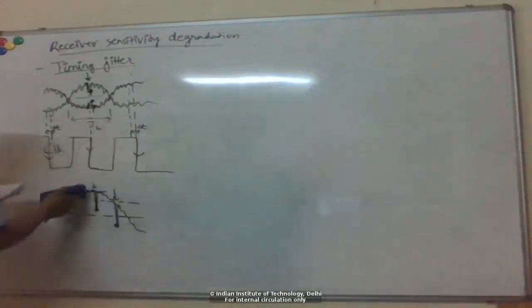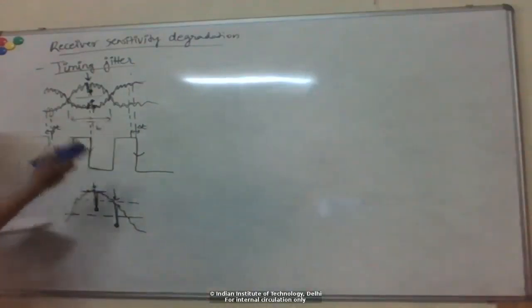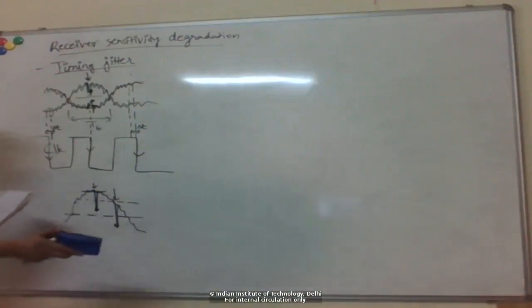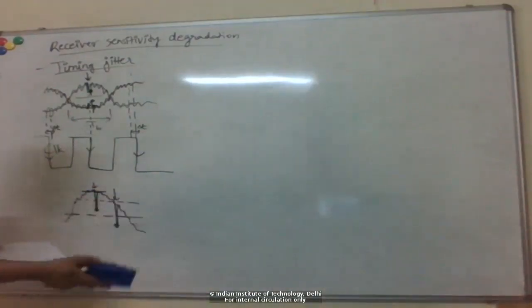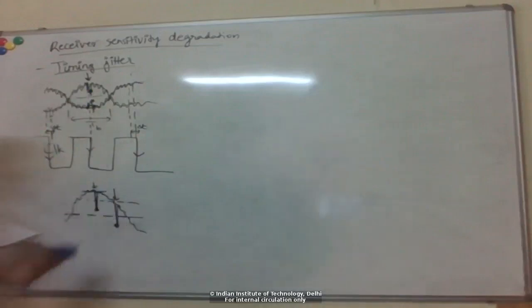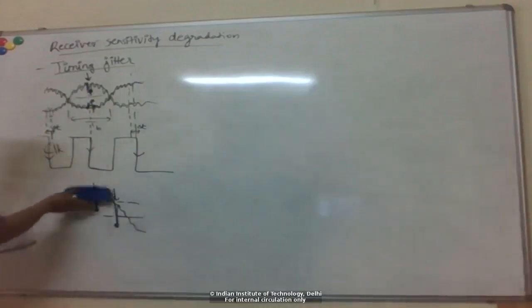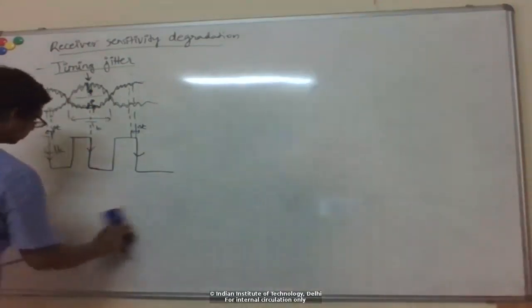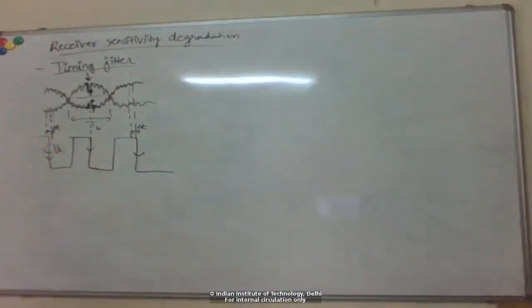Okay, so you can see how timing jitter can lead to a power penalty, right? How it can reduce the SNR or increase the bit error rate for a particular received optical power. Or, if you want to maintain the same bit error rate, you have to increase the optical power received. So there is a power penalty.